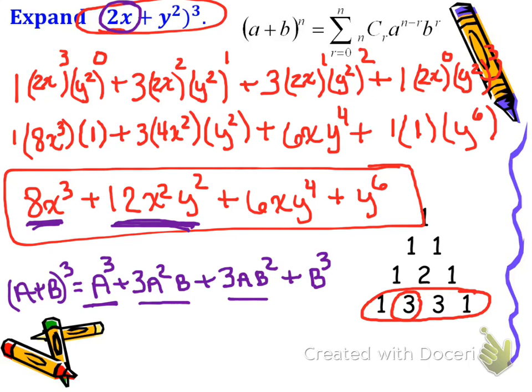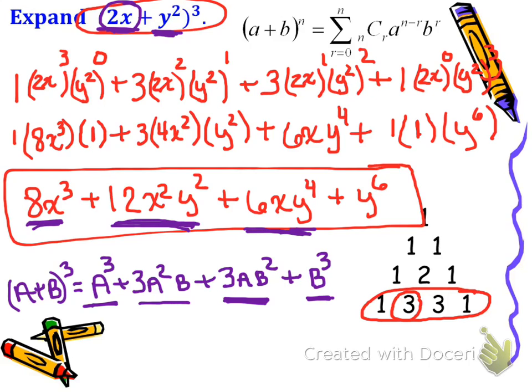Okay. Our third term was supposed to be 3 times a times b squared. 3 times a was 2x, so 3 times the 2x would have been 6x, times the b squared. b was y squared, so y squared squared would be y to the 4th. So we end up with the 6x y to the 4th that we would have gotten had we expanded it using our pattern. Then the last term should have been b cubed.